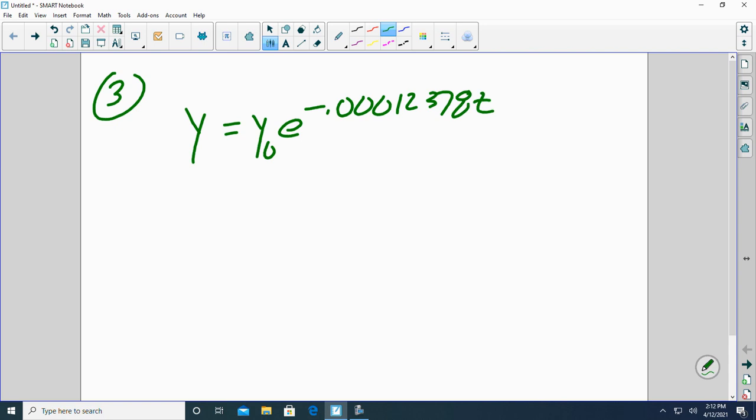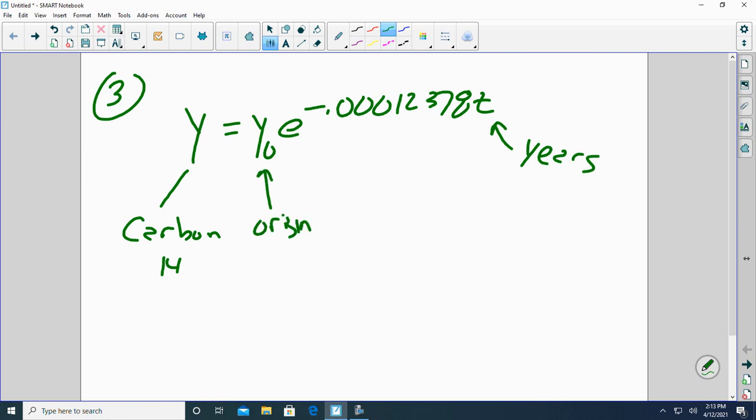Okay, where y is the amount of carbon-14 at the time, t is in years, and y sub naught, this is the original amount of carbon-14. Okay, so how much of the original amount would be left after 3,000 years? So they want to talk about 3,000 years. So it doesn't really matter what we started with. It's going to give us a certain amount.